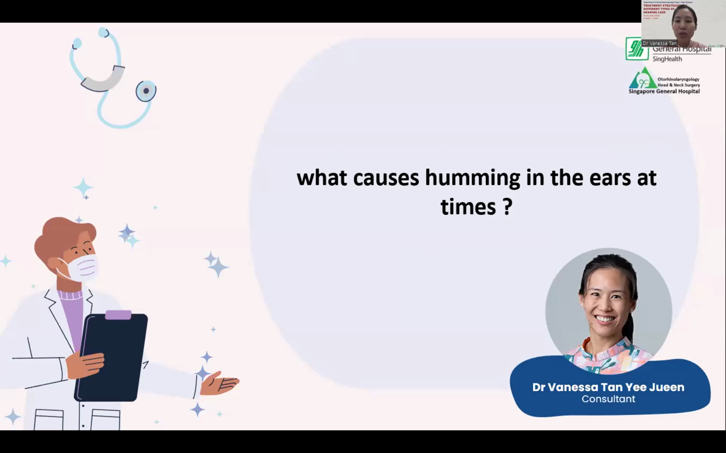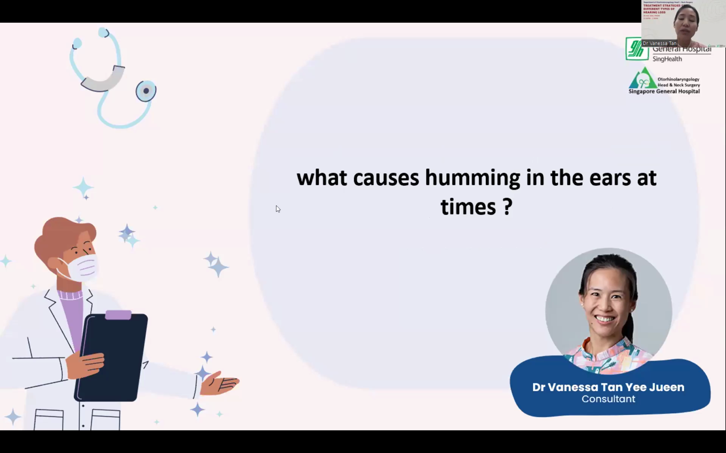So the next question, which I saw a few people ask, is what causes humming in the ears at times? The medical term for humming is tinnitus. For tinnitus, there can be many causes of it. In fact, any problems with the external ear, middle ear, and inner ear can all cause tinnitus.